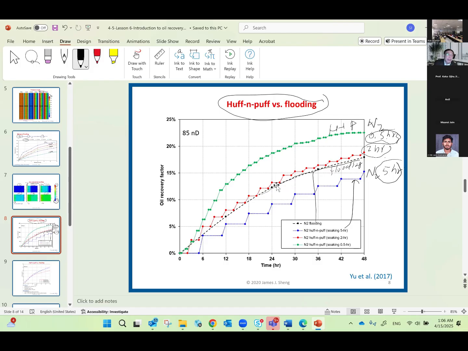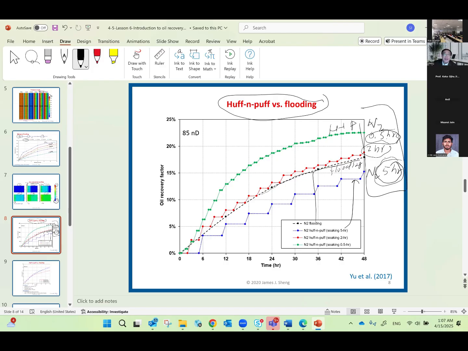Okay, what does that mean? So this data tells us for the Huff-n-Puff, your soaking time should not be too long. If it is too long, it is going to waste time. And earlier, our conclusion is Huff-n-Puff is better than flooding, right? But if the soaking time is too long, Huff-n-Puff may produce less oil than flooding.